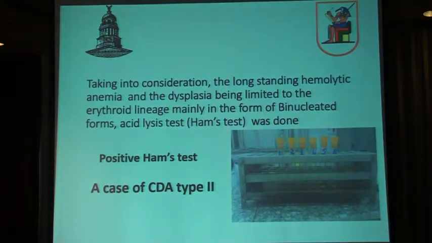Taking into consideration the long-standing hemolytic anemia as well as dysplasia being limited to erythroids, and especially the binuclearity, Ham's test was ordered and it tested positive. Although the case is a 33-year-old lady, a congenital dyserythropoietic anemia type 2 diagnosis was made.